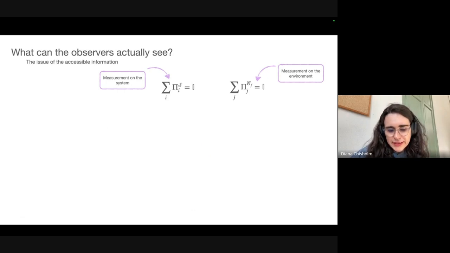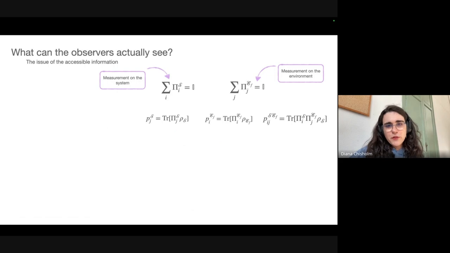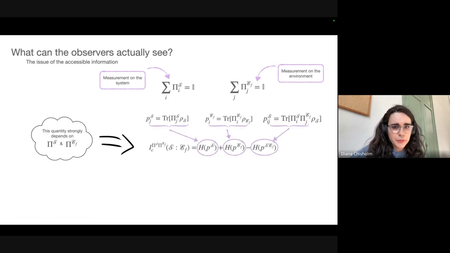One way to see it is that you can perform measurements on both the system and your environmental fraction. If you perform those measurements, you're going to have probability outcomes: probability outcomes for the system, probability outcomes from the measurement performed on the environmental fraction, and then the joint one. And from these probability outcomes, which are now just classical probability distributions and nothing else, you can compute a mutual information, which is not quantum anymore, because again, it's with classical distributions.